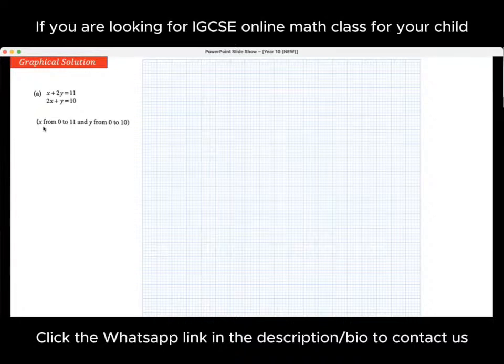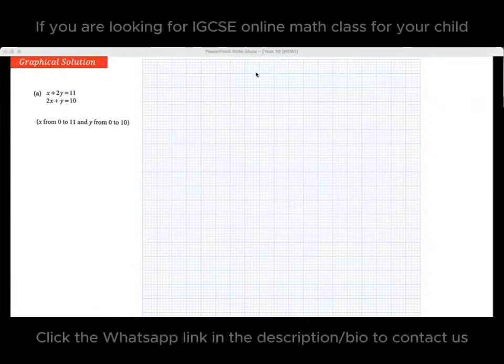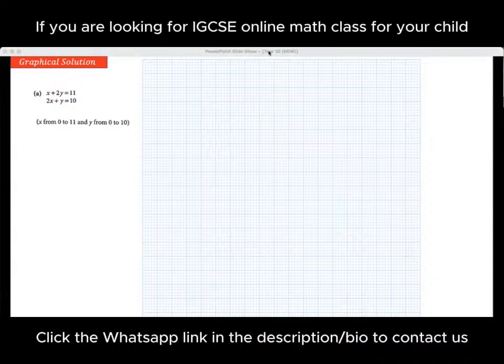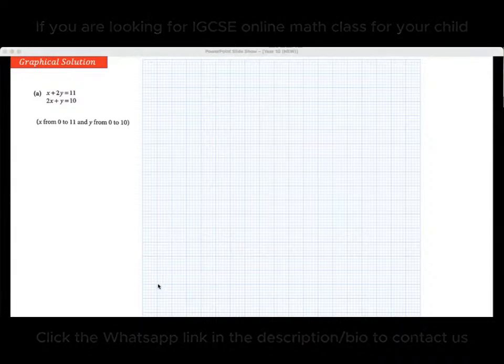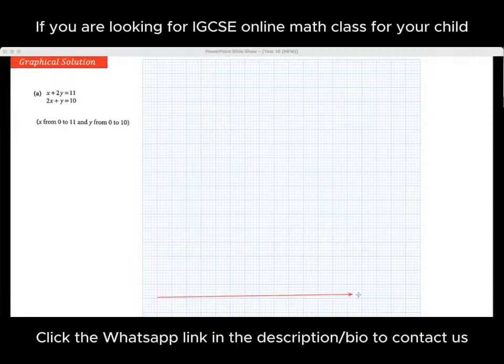So I know that x must be from 0 to 11, and y will be 0 to 10. So what I can do here is, let me use red color. I'll start here. This is my x-axis.